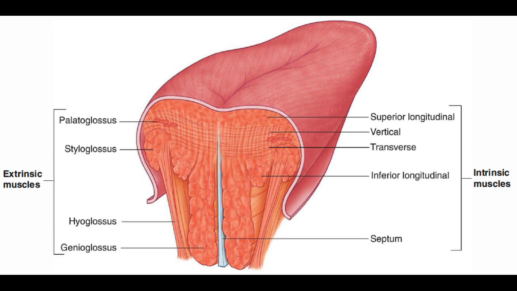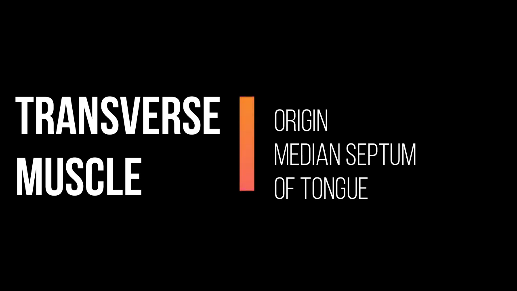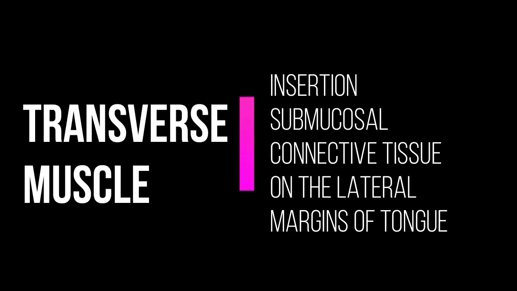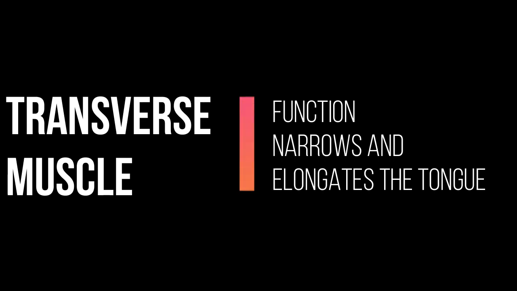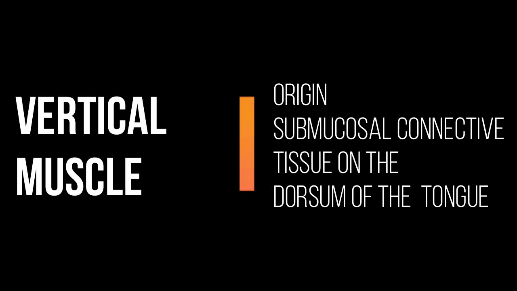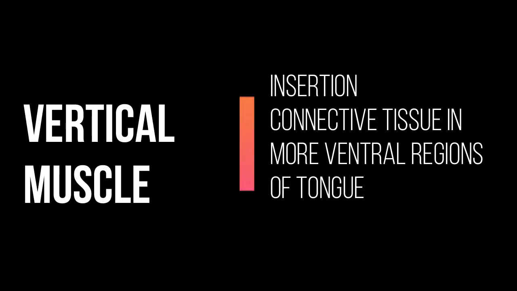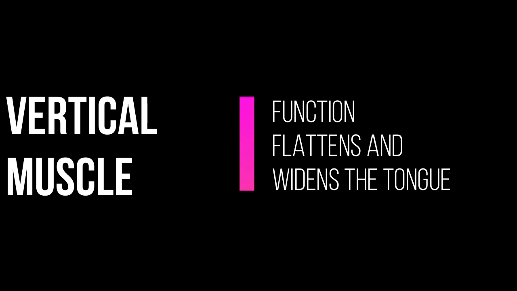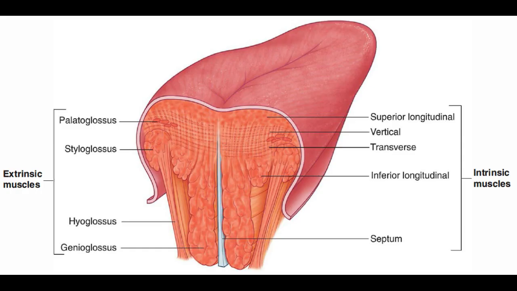Likewise, the transverse muscle originates at the median septum of the tongue and goes laterally into the submucosal connective tissue on the lateral margins of the tongue, and it narrows and elongates the tongue. And the vertical muscles, which are also intrinsic, originate at the submucosal connective tissue and the dorsum of the tongue and insert into the more ventral regions of the tongue, and they flatten and widen the tongue. These were the origin and insertion of the intrinsic muscles.